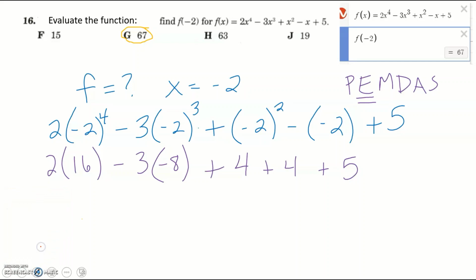So once you get that exponent done, then you can multiply. So that's the key part here. Do not multiply that 2 times the -2 first. You need to do the 4th power first. Otherwise, you're going to do an exponent to a bigger number than you should have done.